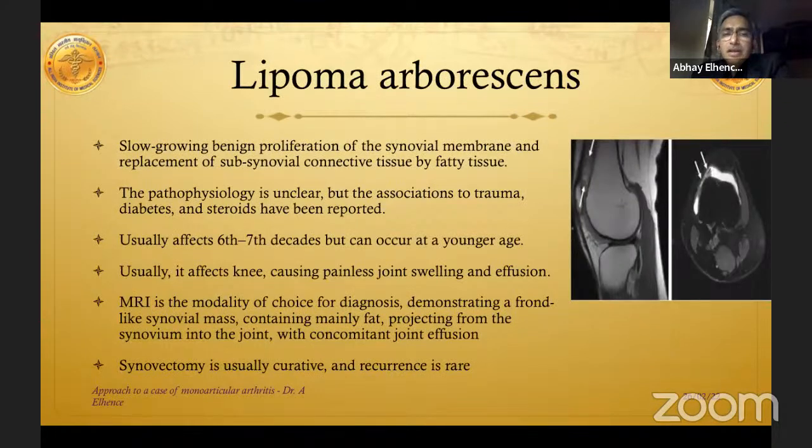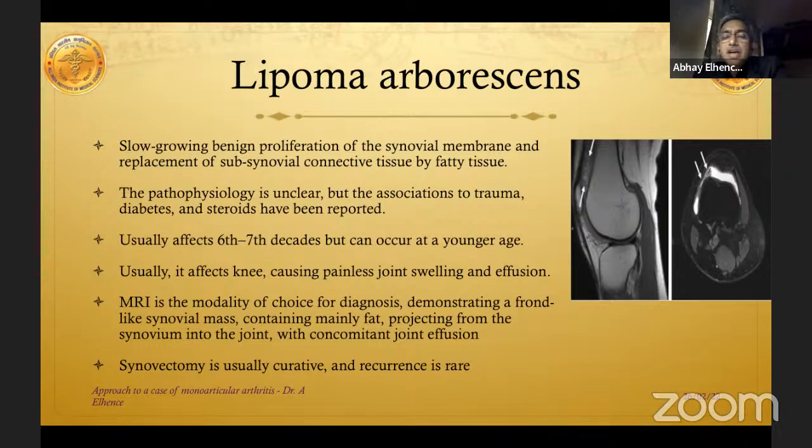Lipoma arborescens is a slow-growing benign proliferative disorder of the synovium, where the subsynovial connective tissue gets converted by fatty tissue. The pathophysiology, though, is still very unclear, but there have been associations of trauma, diabetes, and steroids. Usually, this disorder affects people in the 6th to 7th decades, but can present at a younger age. It usually affects the knee, and the usual presentation is a painless joint swelling and an effusion.